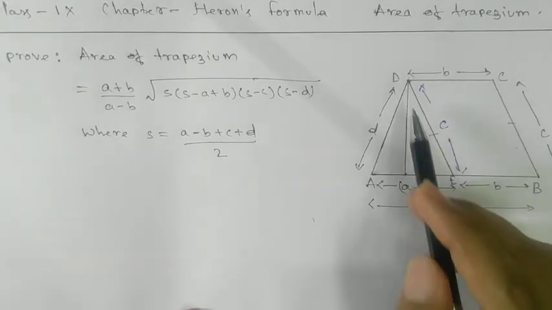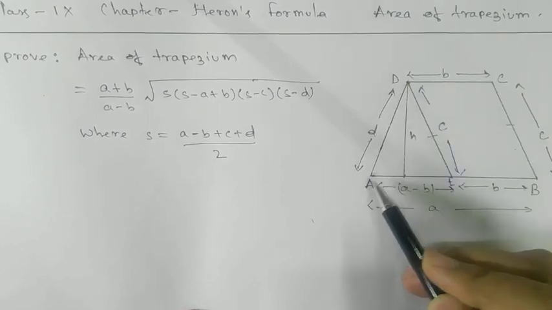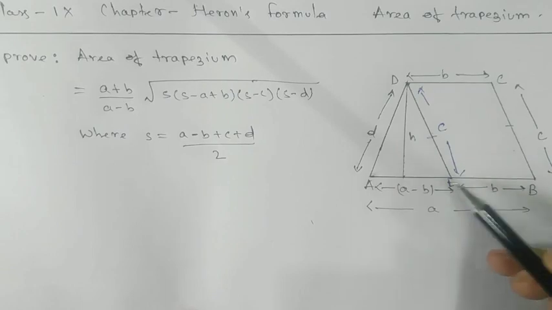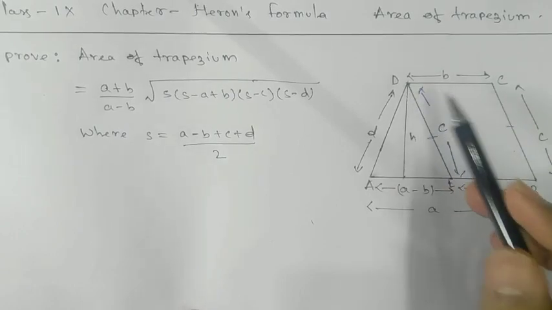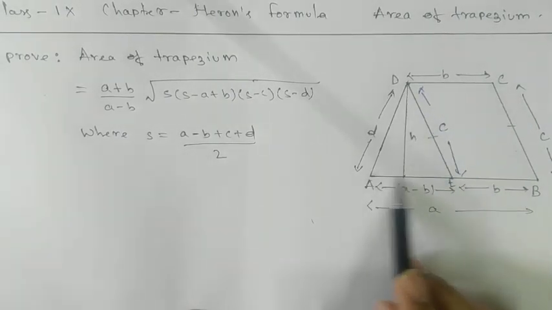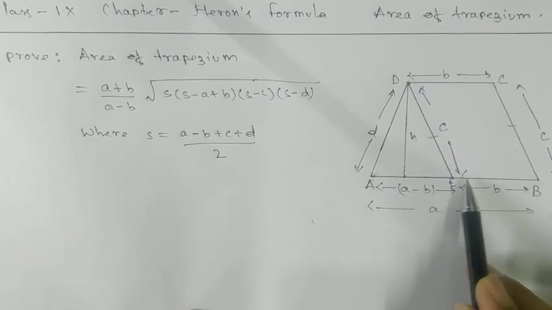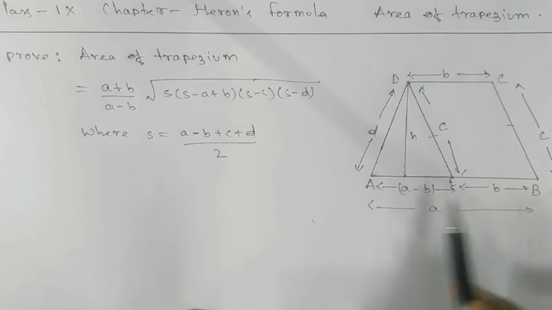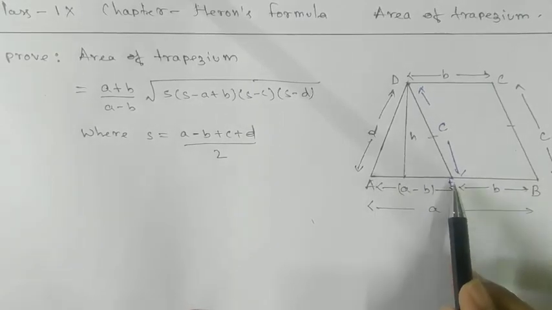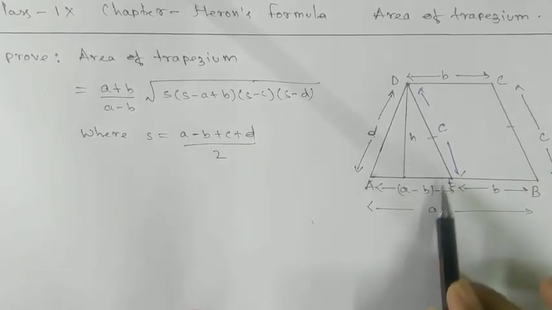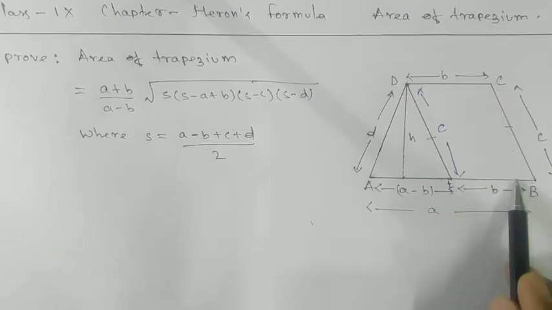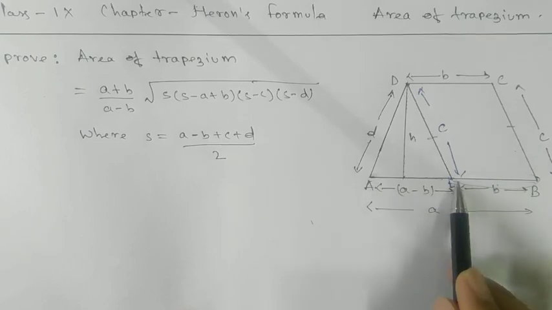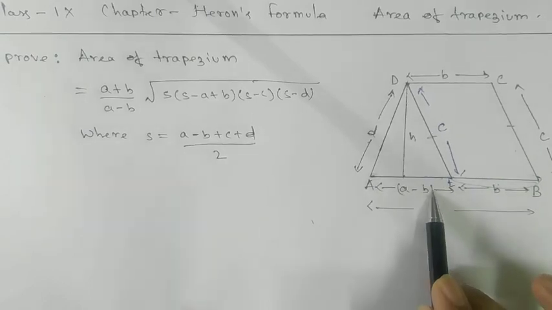Okay, now if you look at DAE, you can see that you have three sides. How, sir? If we go to AE, how are we going to find it? As we have taken by construction EB equals b, then we can find AE. How? AE can be written as AB minus EB. So here we have AE equals a minus b.